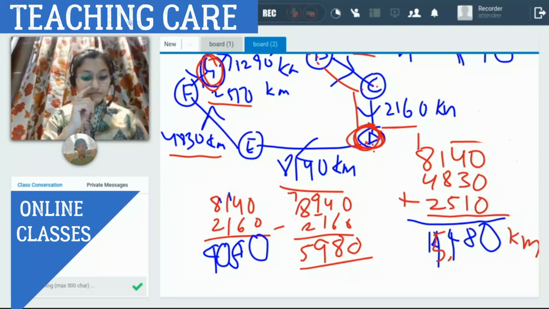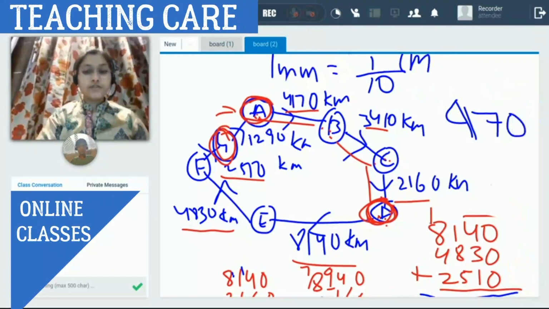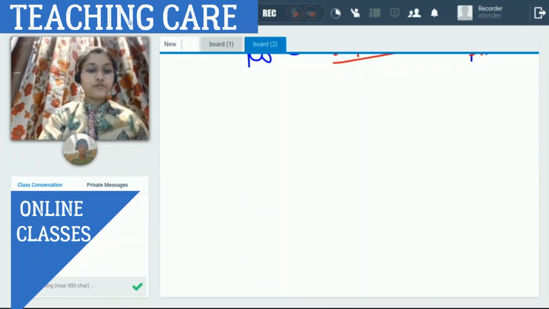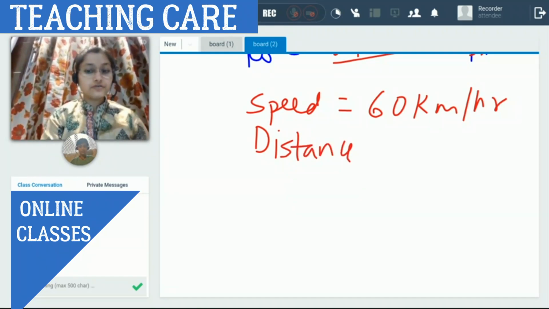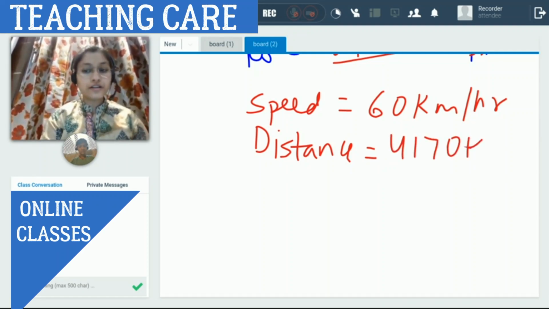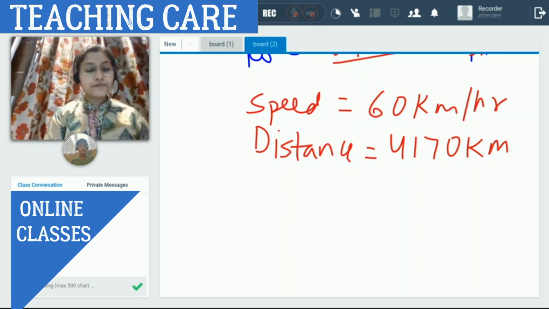Any doubt? Last part of this question: find out the time taken by the bus to reach from A to B. Now we need to calculate the time taken by the bus. In the starting, they have given us the speed of the bus, which is 60 kilometers per hour. For calculating the time we need the distance also. The distance from A to B is 4170 kilometers.